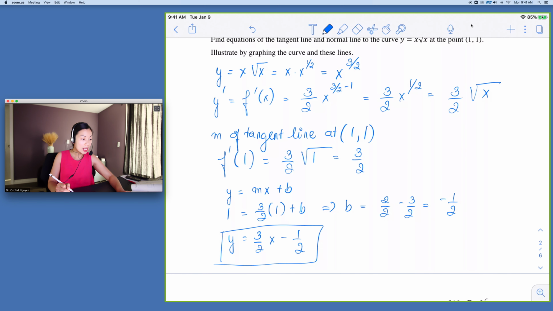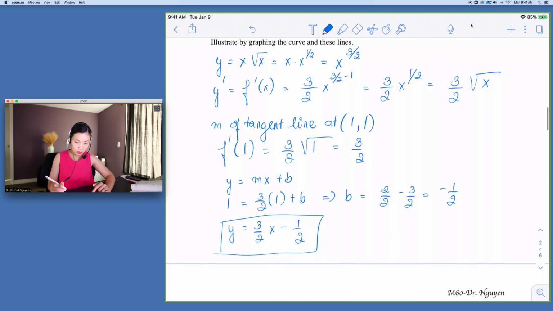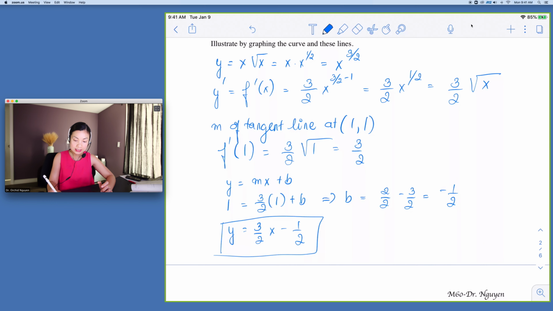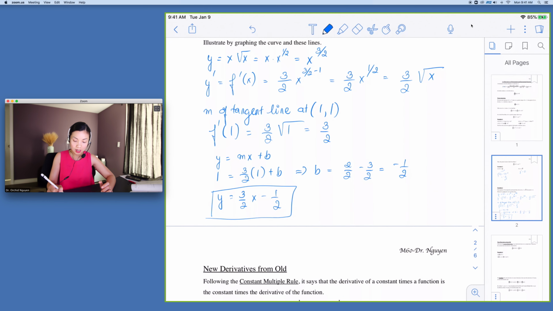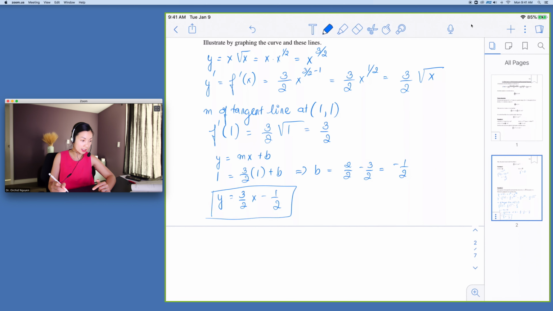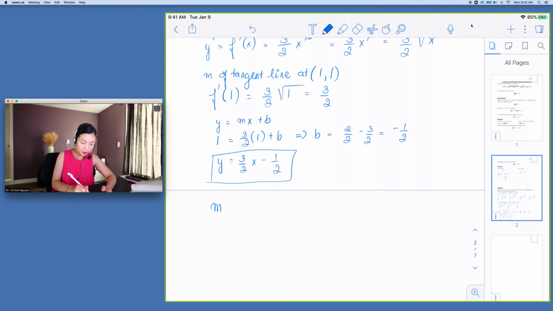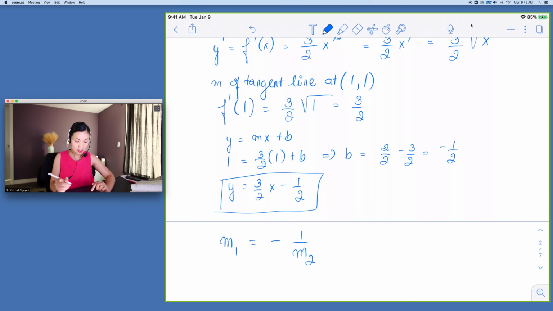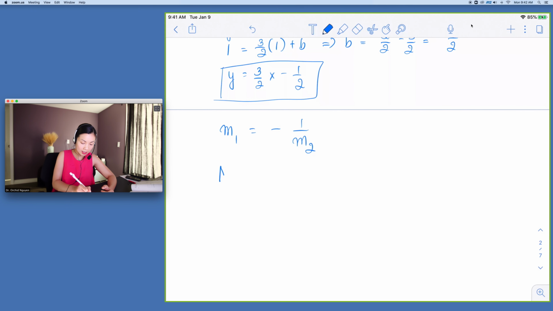All right, now the normal line. Hopefully you still remember the normal line is the perpendicular line to the tangent line. So for perpendicular, the slope is going to be the opposite and the reciprocal. Okay, so keep that in mind. Now let's find the normal line.